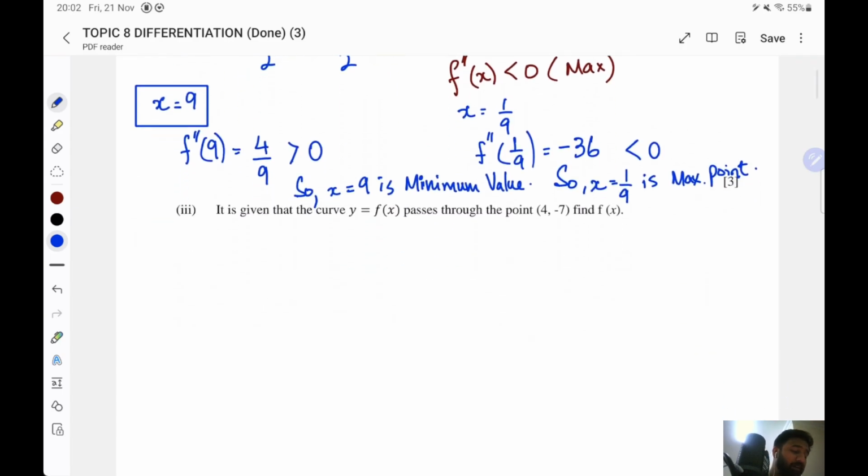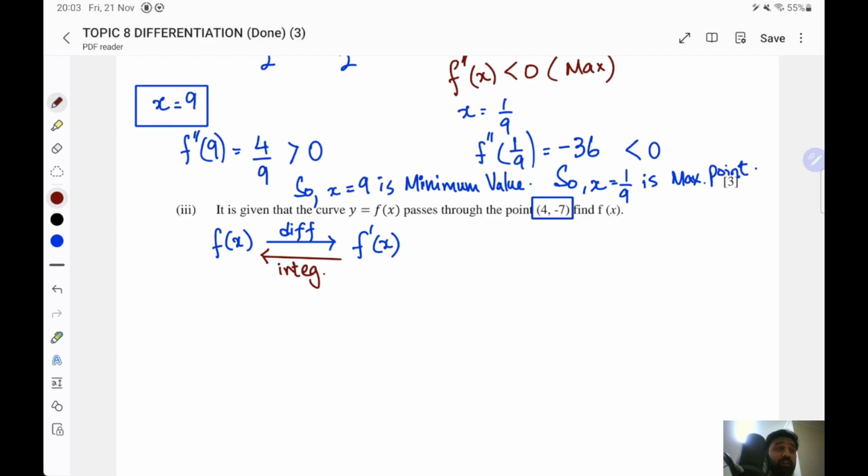It is given that the curve y equals f of x passes through this point. Find the value of f of x. Okay, like we did in IGCSE back then, if you have a function given to you and you find the differentiation of the function, it gives you f dash of x. Now since we are going the opposite way, this is known as integration.